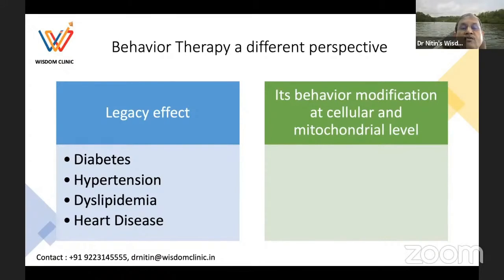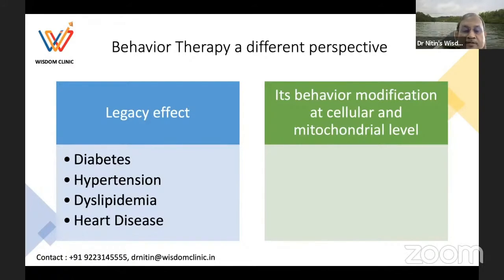So what I want to focus on is, we have talked about the legacy effect. And what we were talking about is a socio-cultural or personal behavioral therapy. But let's look at the legacy effect. Legacy effect is now not the prerogative of diabetes, but is now seen in hypertension, dyslipidemia, and heart disease. So what exactly is the legacy effect?